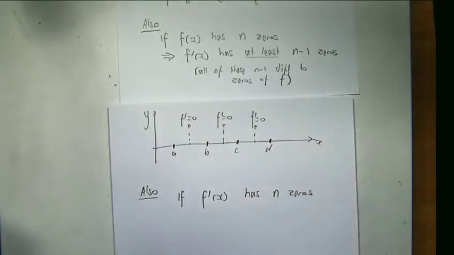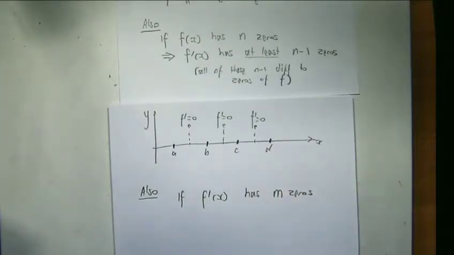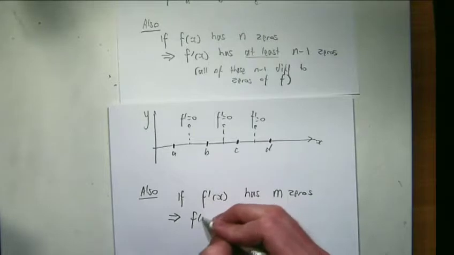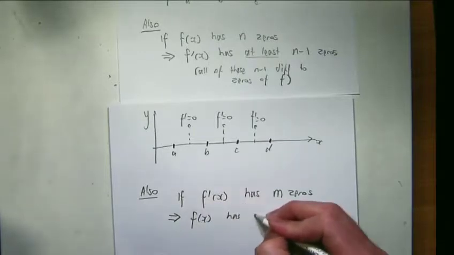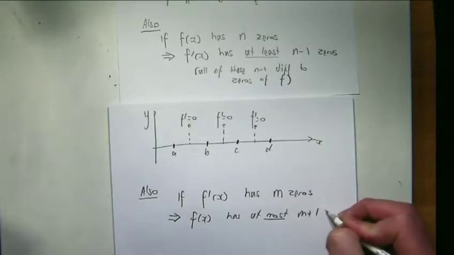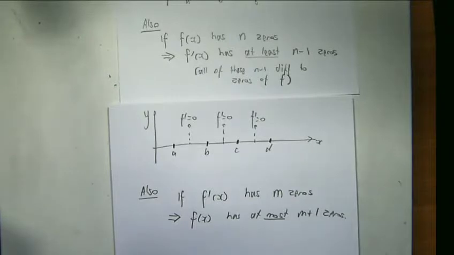If the derivative has n zeros, and just to make it different to the other one, I'll use a different letter so that I don't get confused. If the derivative has m zeros, then that means that the original function has at most m plus 1 zeros. Okay?